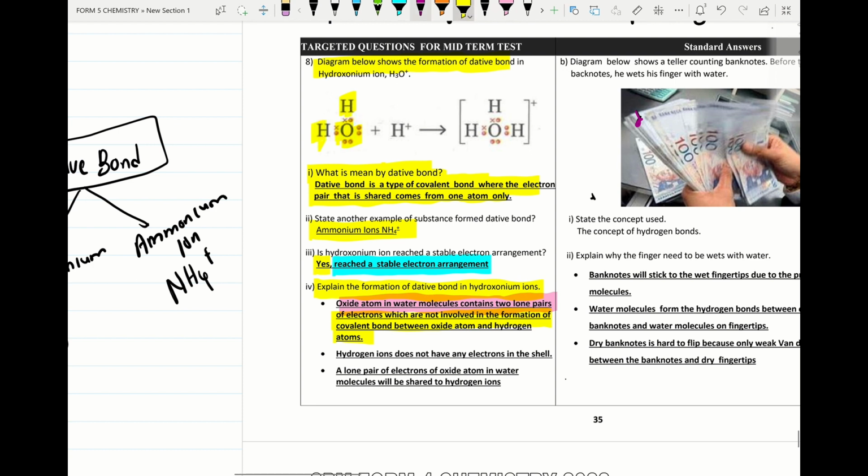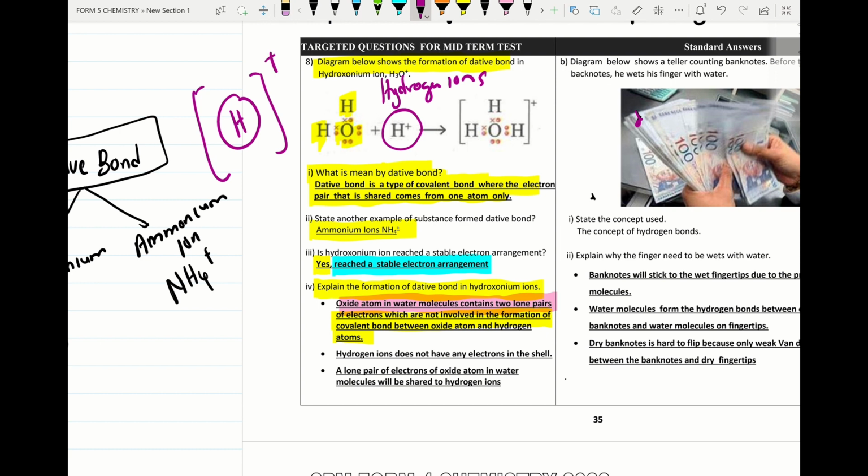All right, so next we discuss this one. This is known as the hydrogen ion. The hydrogen ion does not have any electron in the shell, and it needs two more electrons to achieve a stable duplet electron arrangement. So one of the lone pairs of the oxide atom in the water molecule will be shared to the hydrogen ion, so that the hydrogen ion will achieve a stable duplet electron arrangement. So the third point: the lone pair of electrons of the oxide atom in the water molecule will be shared to the hydrogen ion via the formation of dative bonding.